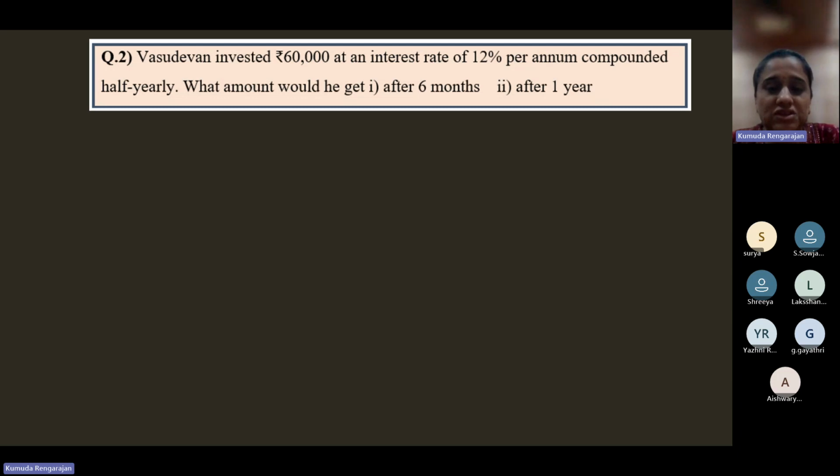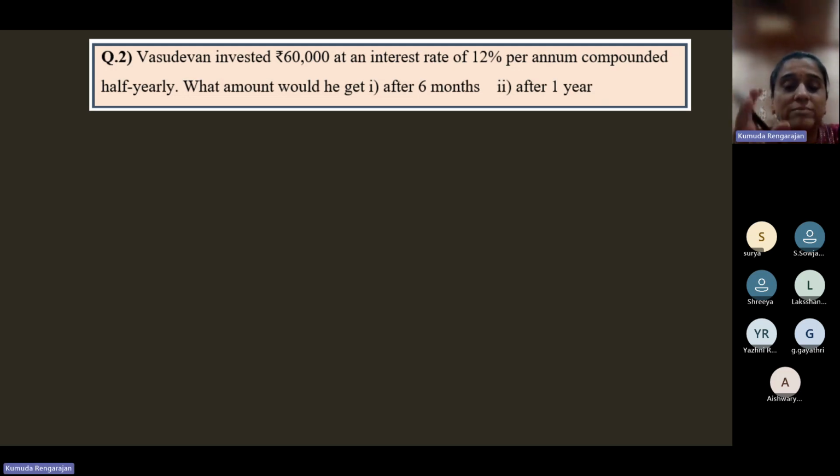Vasudevan invested rupees 60,000 at an interest rate of 12% per annum, compounded half yearly. Compounded half yearly meaning normally the interest is calculated yearly, annually. See, now 12% is the interest in this question. Normally, the interest is calculated at the end of every year. But here, compounded half yearly meaning interest is credited at the end of every 6 months. Every half a year. At the end of every 6 months, interest is given.